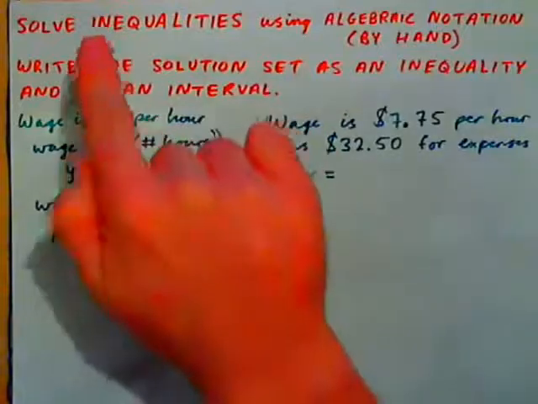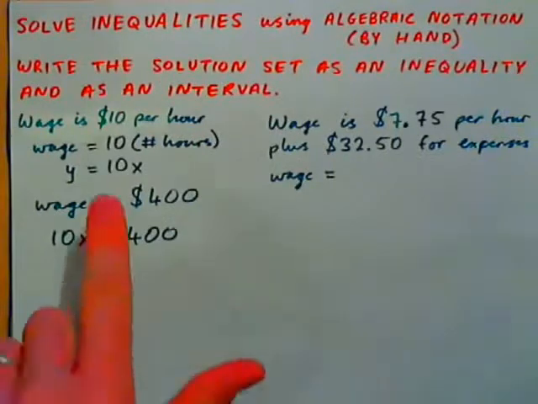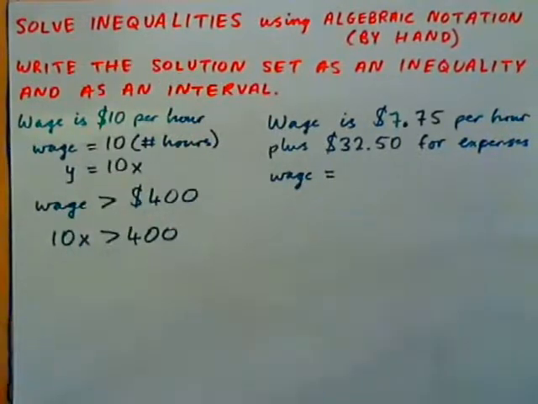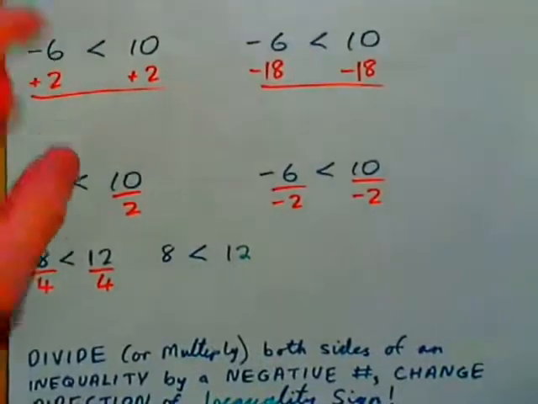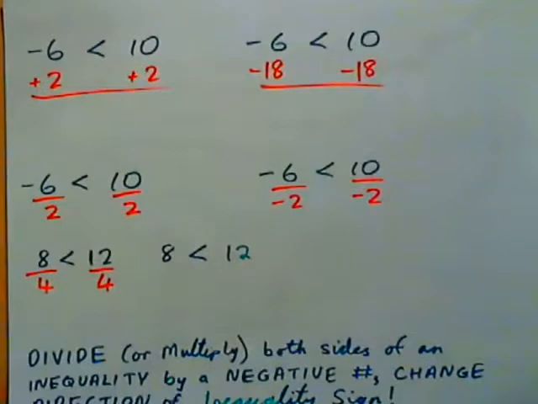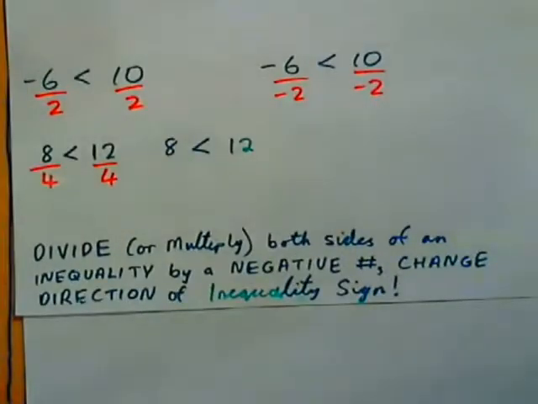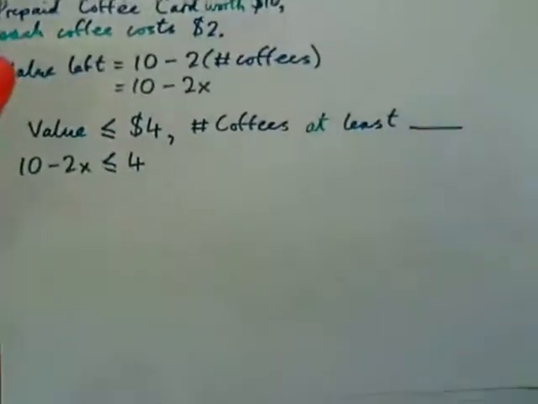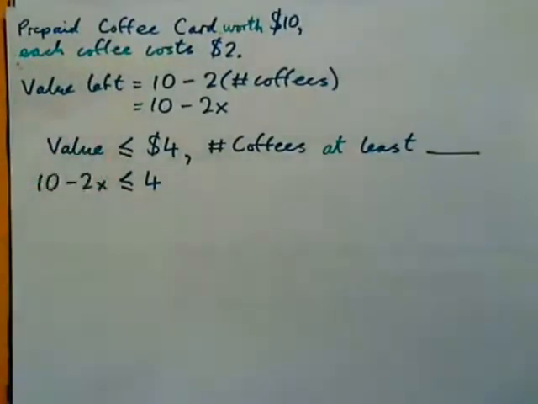In this video, we're going to look at solving inequalities using algebraic notation, or by hand. I have a couple of real life examples. Then we're going to explore why, when we divide or multiply both sides by a negative, we need to change the direction of the inequality sign. Then we will look at a real life example to prove why that is the case, that you change direction.